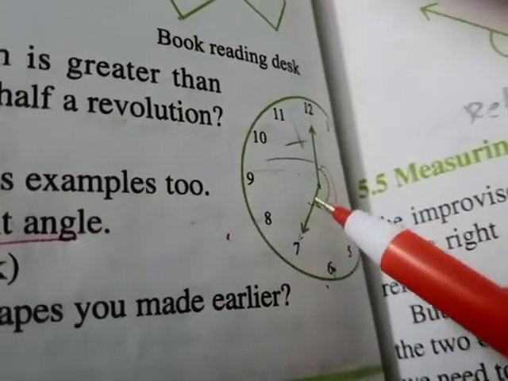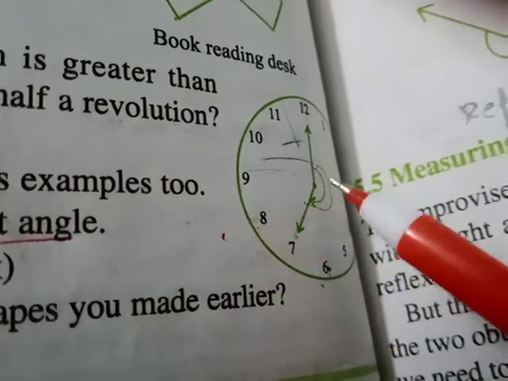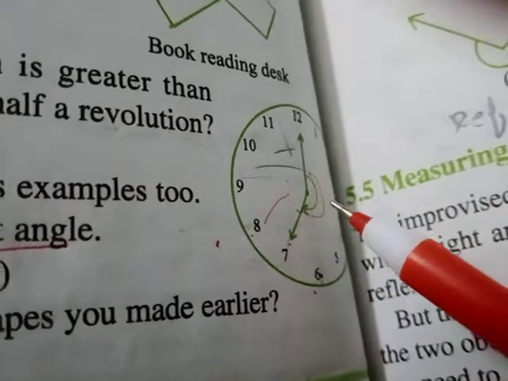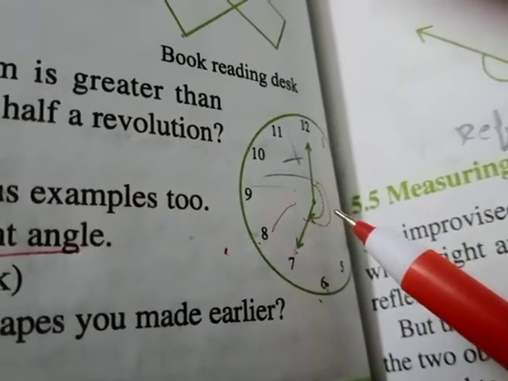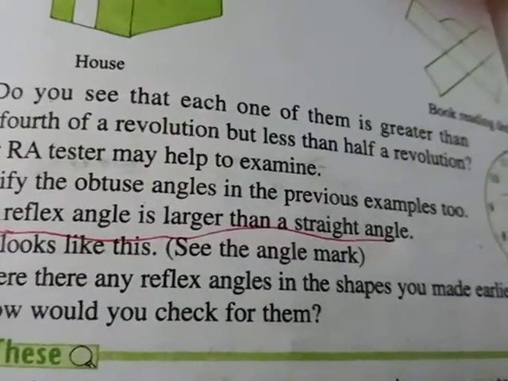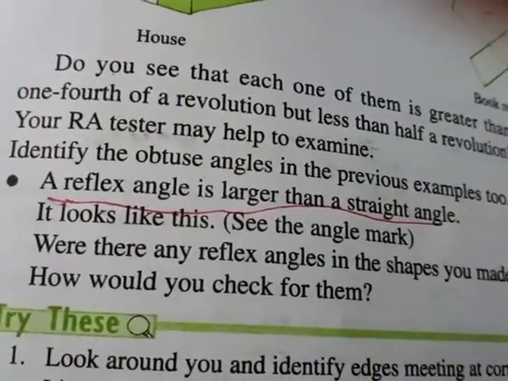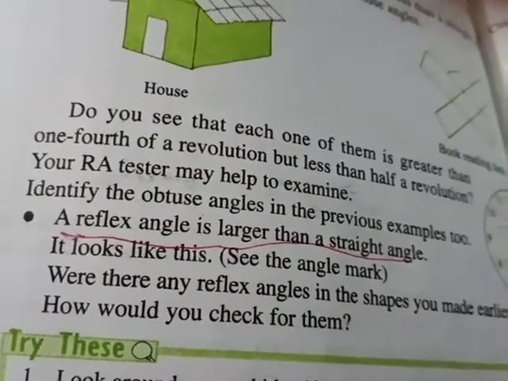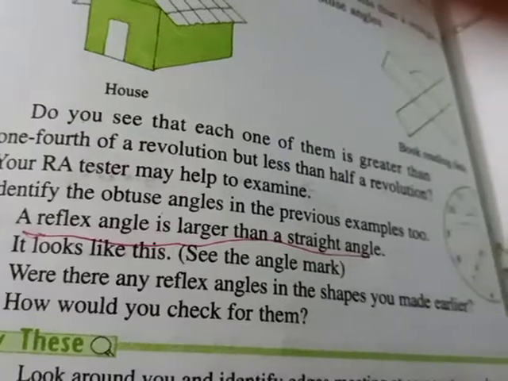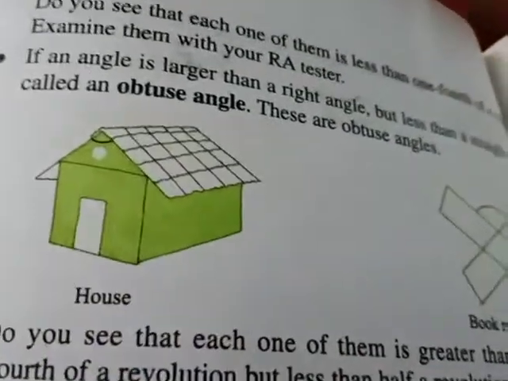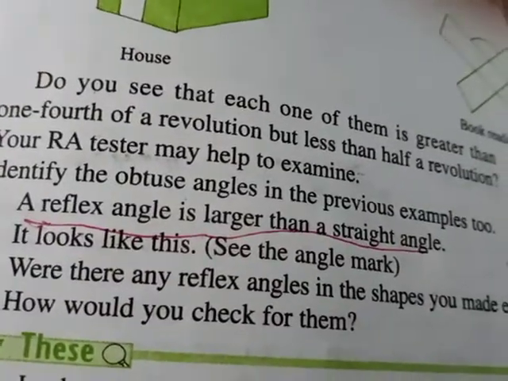Suppose this minute hand would have been on 8, then also it would have been a reflex angle. Clear? So a reflex angle is that angle which is greater than the straight angle, meaning it is more than 180 degree. So like this we finished the types of angles: obtuse, acute and reflex. Acute is less than 90, obtuse is more than 90 and reflex is more than 180.